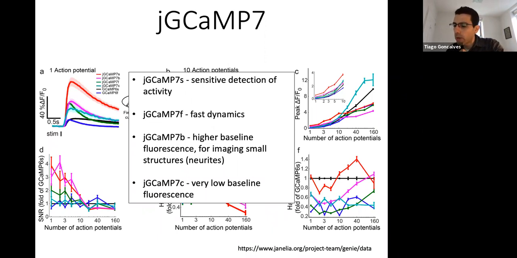Okay, I think we're ready to start again. Okay, so now I'm going to switch gears. You saw that this presentation is very much about in vivo two-photon imaging, and there's been no mention of anything other than a mouse.